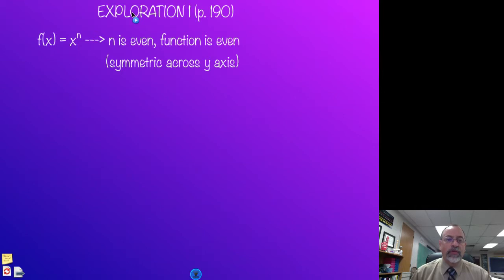There's a little exploration on page 190 that I'd at least like you to look at, and it talks about what the graphs of x squared, x cubed, x to the fourth look like, and what happens as you raise the exponent. And I'll talk about that in just a second.